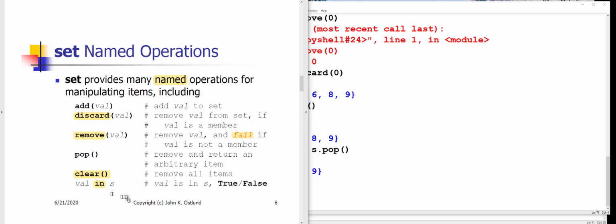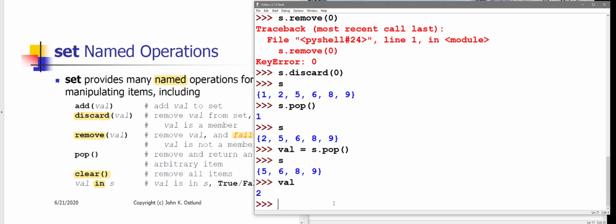Also, there's an operator in that I can use. Now, it is a word, I grant you, but it's treated as an operator in the same way that the word is is an operator that you can use to detect whether two variable names refer to the same object. Okay, so whereas is compares object IDs, in checks for membership in a set or in a collection.